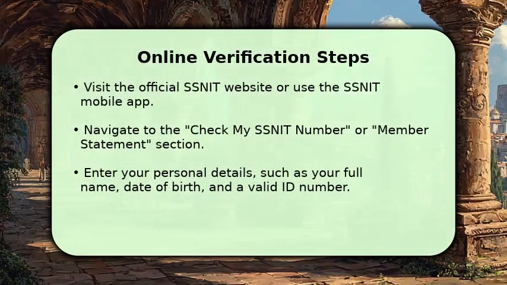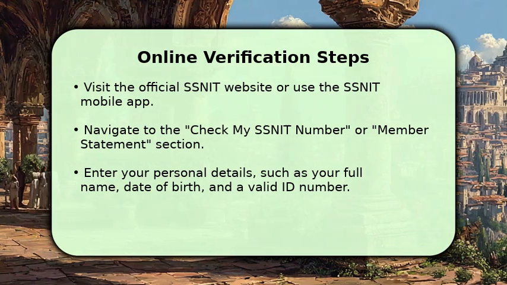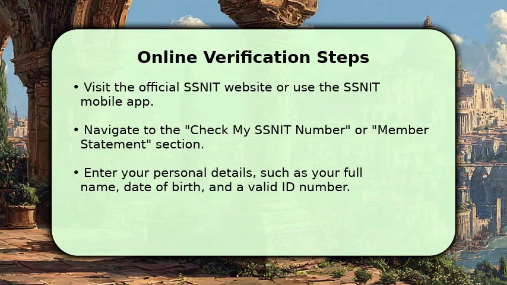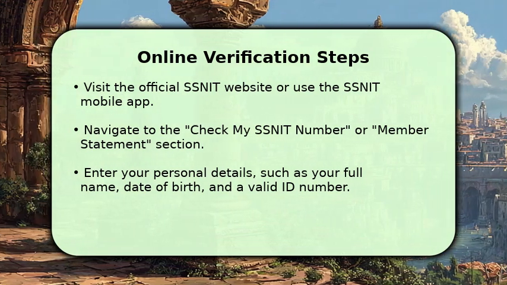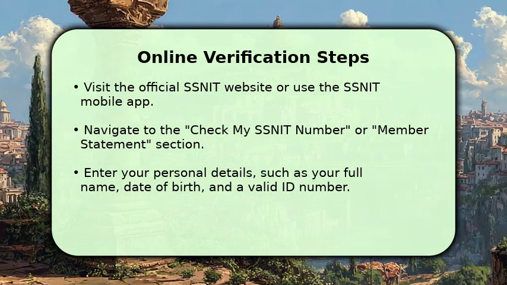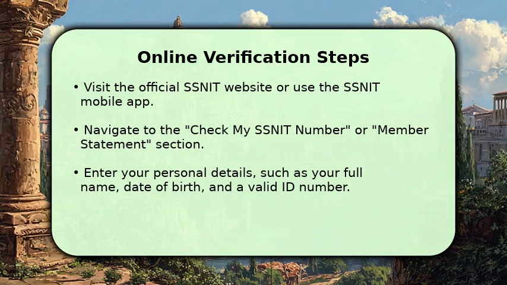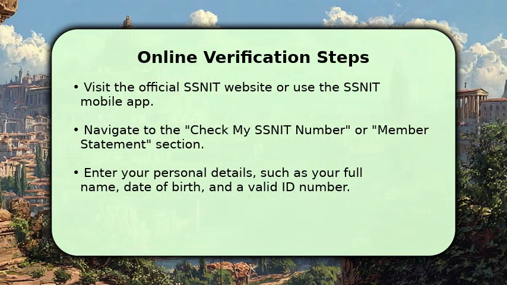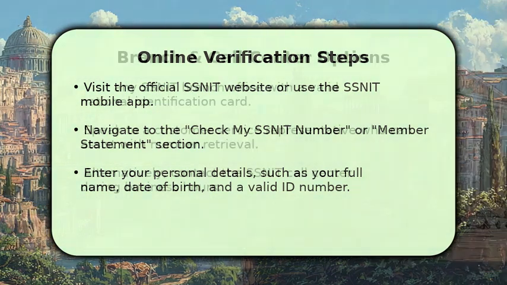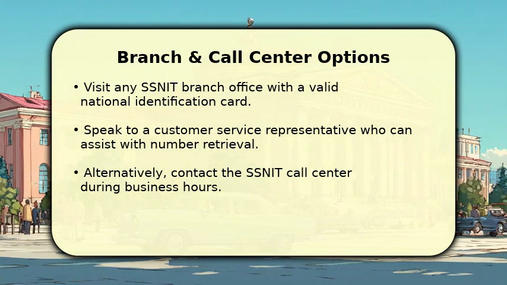To check your number online, visit the official SSNIT website or download their mobile application. Navigate to the section for checking your SSNIT number or accessing your member statement. You will need to input personal details like your full name, date of birth, and a valid identification number. Follow the clear, on-screen prompts to securely retrieve your SSNIT number, often within just a few moments, from the comfort of your home. If you prefer an offline approach, you can visit any SSNIT branch office.